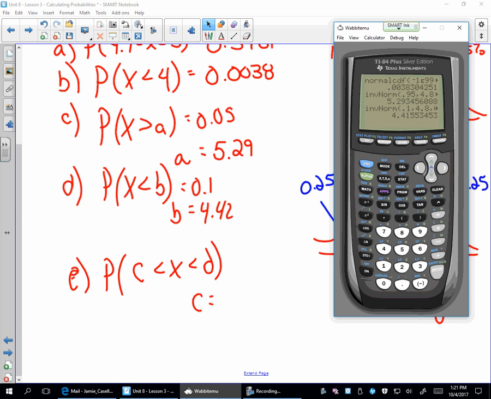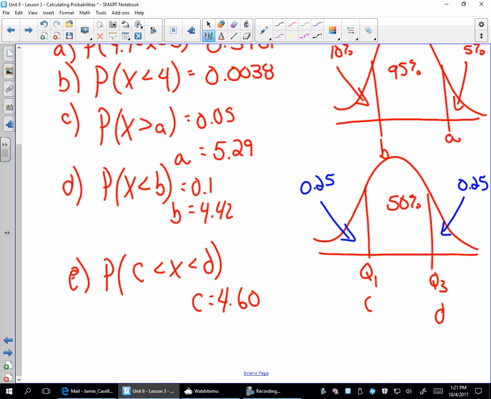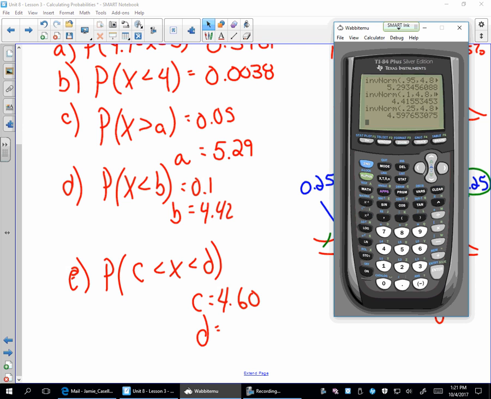C is an inverse norm question. Okay, from the left, I want 25% of my data. So 4.60, if you will. And if I'm doing D, D would be from, again, the left. I've got 25 here, plus 50 here. So in other words, there's 75% on the left side. Or if you will, there's 25% on the right side. So again, inverse norm. But this time I want 0.75. And I should get 5.